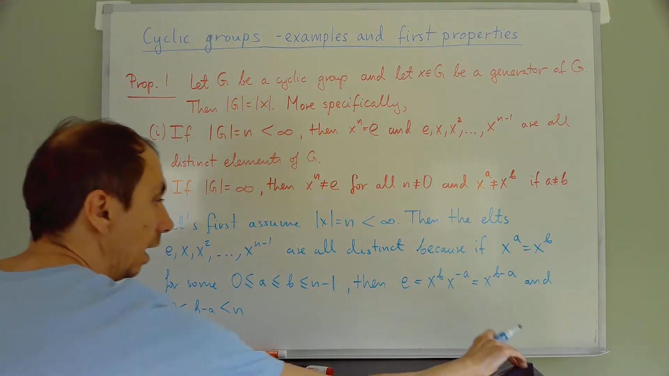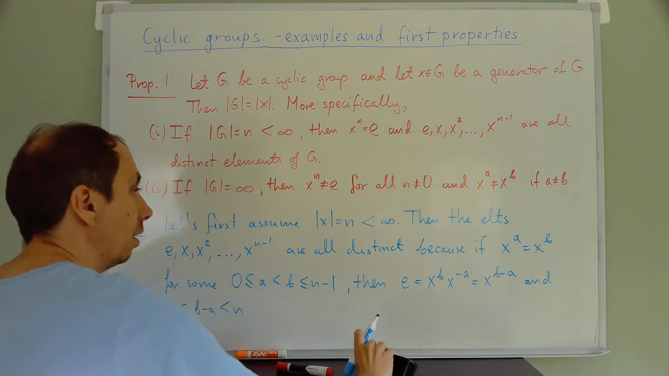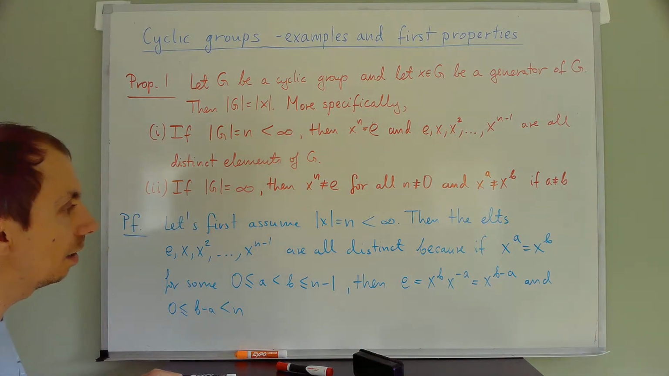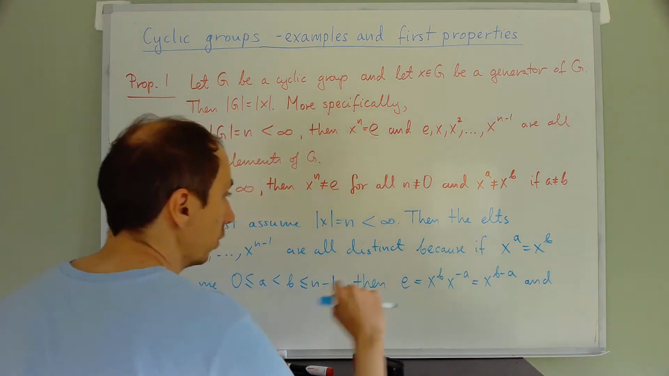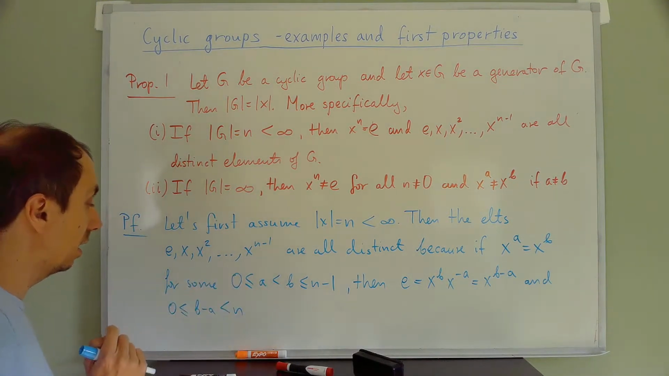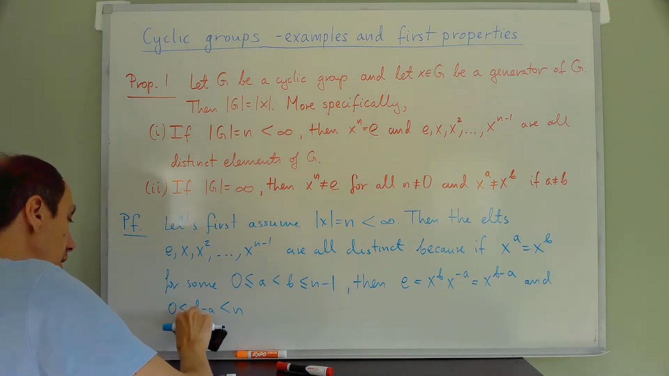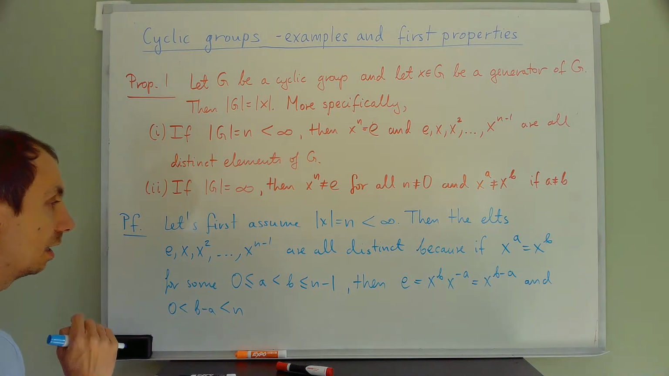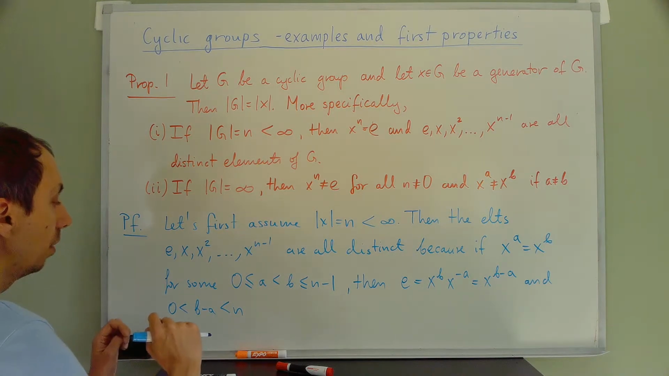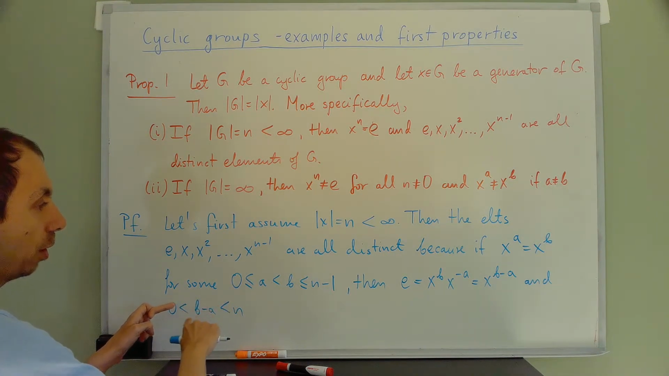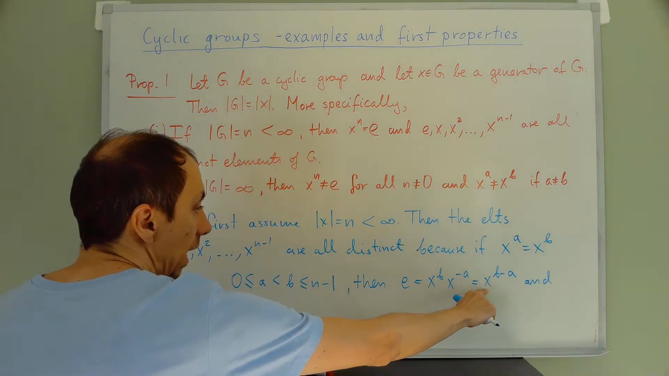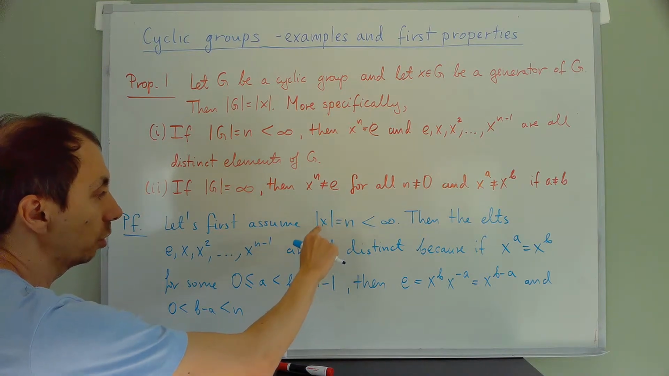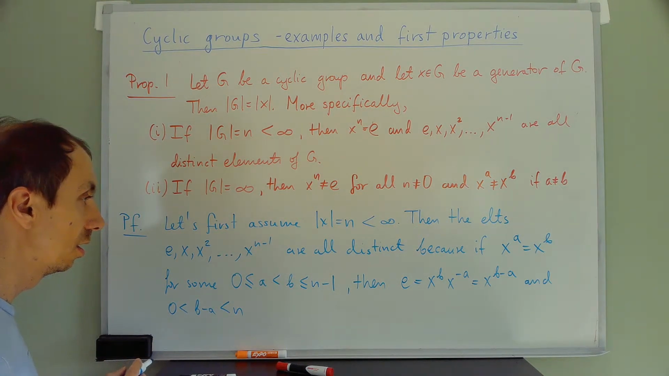Oh, sorry, but I actually want to assume they're not the same, right? Well, if they're the same, then of course these two are equal. So assume they're not the same, so a is actually less than b. So here I get that b minus a is bigger than 0 and less than n. But this cannot be, because then b minus a is a smaller positive integer such that x to that integer gives me the identity. It's smaller than n, and n is the order of x, so n is the smallest such.